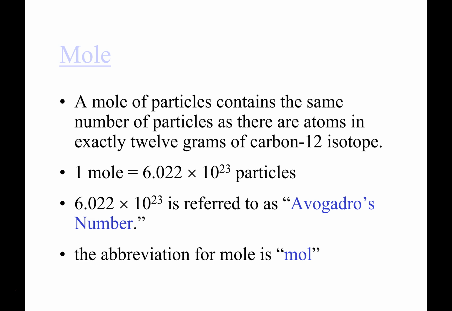Now don't forget what scientific notation means. 10 raised to the 23rd power means that I take this decimal and move it over 23 places to unpack that scientific notation number. That's a big number. It's referred to as Avogadro's number. This kills me. You can abbreviate MOLE by MOL. Like, really? Thank you.